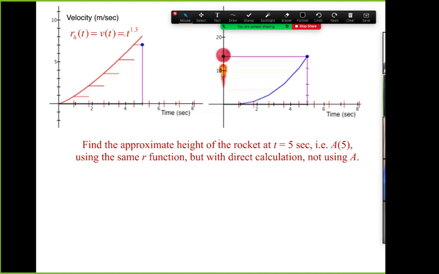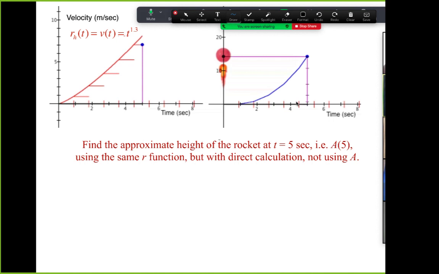All right. Now, I want to do something a little different. I want to find the approximate height of the rocket at t equals 5, but I want to do it with a direct calculation. I don't want to use this a function that keeps looping back to the previous line. Plug in 5, and then you need the starting a of that interval, and you need to go back to the previous line. So I just want to do a direct calculation with all these principles that we've learned. So we're going to use the same principles and do a direct calculation of a of 5.